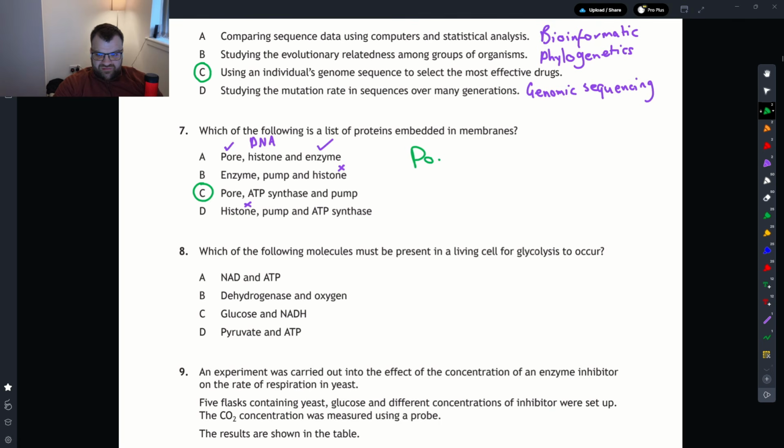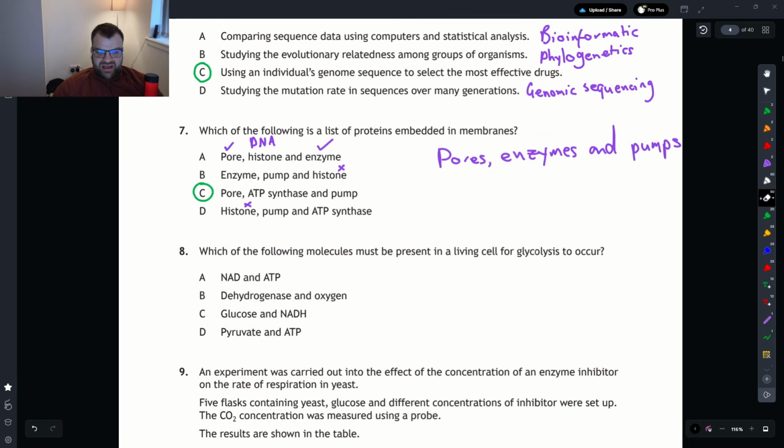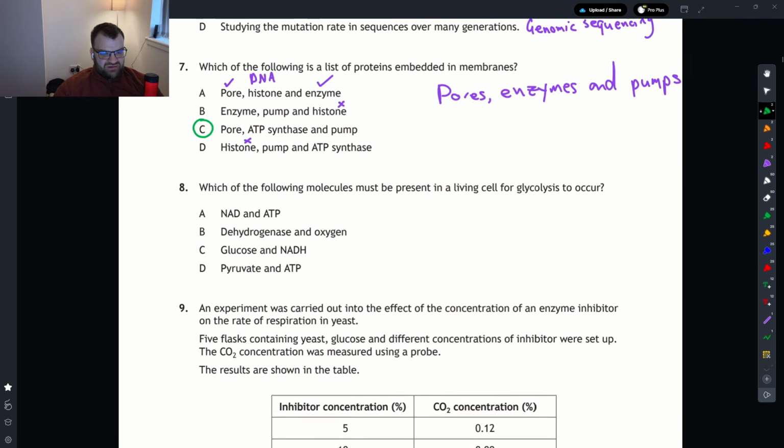Now, the list that you might have memorized: there are pores, enzymes, and pumps. Channels, this is sometimes referred to as a channel. It's an opening that things can pass through. What they've tried to do to trick us here is they have given us a specific enzyme in ATP synthase, which is responsible for making ATP. It is a type of enzyme, and they've just tried to hide it a little bit, because I remember that histones are a protein that are associated with DNA. I can rule out those ones, and that has flagged up the correct answer.